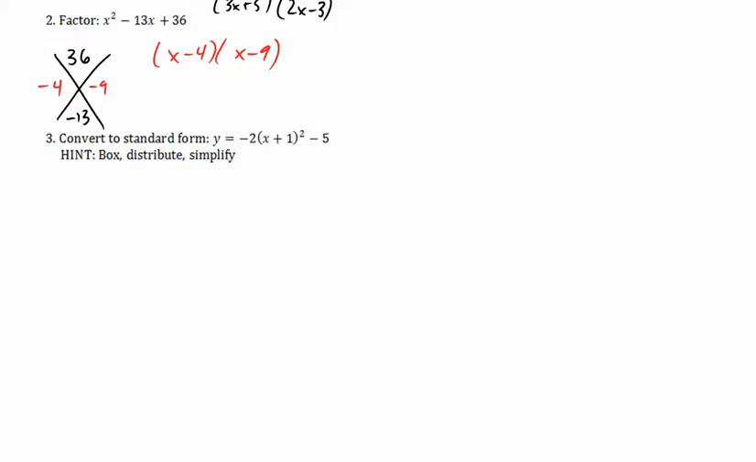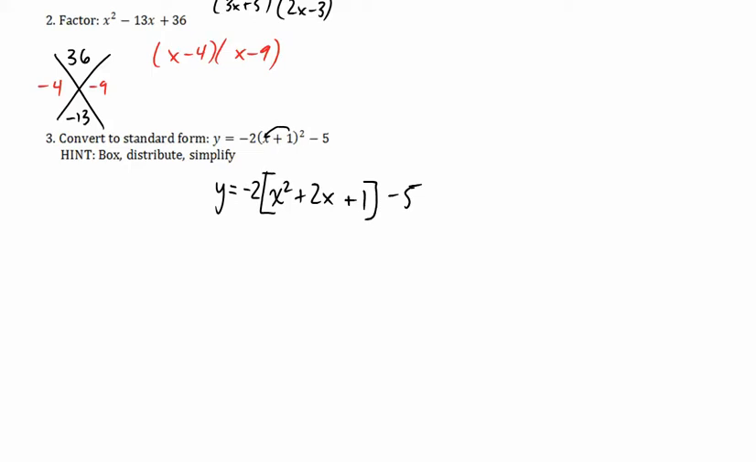So the last one from this night's charge, convert to standard form. Box, distribute, simplify, or even better, remember, square, double, square. So x squared, 1 times x is 1x, double it, times 2, is plus 2x. Square, 1 squared is 1. So x squared plus 2x plus 1, minus 5.